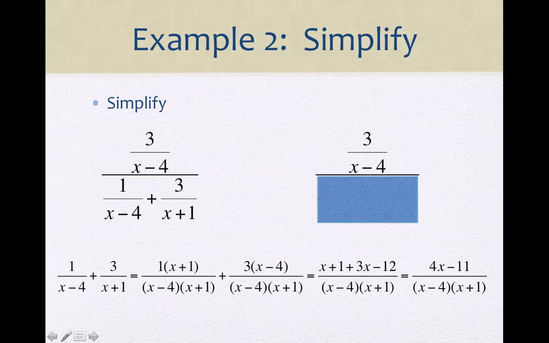The 1 times x plus 1 will just give us the x plus 1 right here. And the 3 times the x minus 4 we can distribute to get 3x minus 12. And so now when we combine all of that together, we get 4x minus 11 all over x minus 4 times x plus 1. So that now is what's going to go into our denominator.